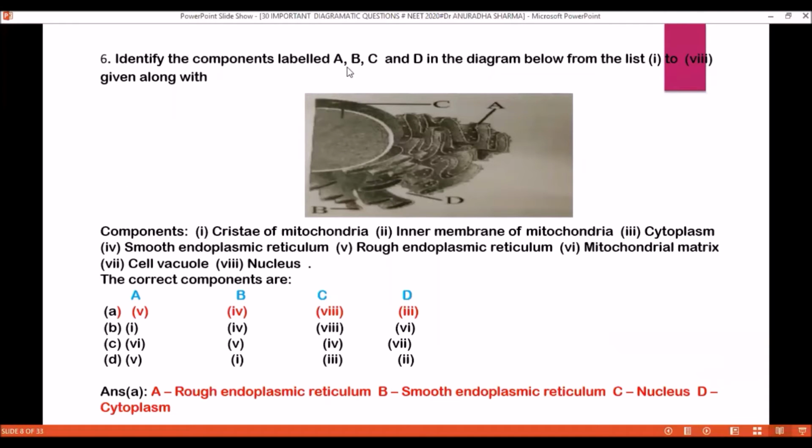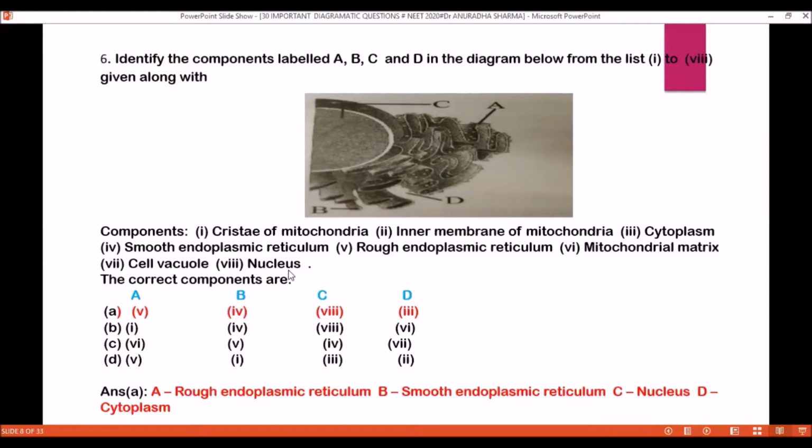Identify the components labeled A, B, C and D in the diagram from the list. These are the components. First is cristae of mitochondria. Second is internal membrane. Third is cytoplasm. Fourth is smooth endoplasmic reticulum. Fifth is rough endoplasmic reticulum. Sixth is mitochondrial matrix. Seventh is cell vacuole.